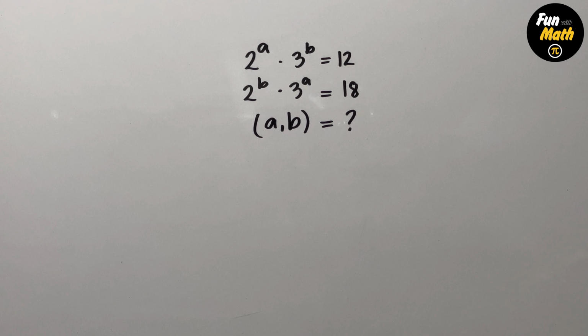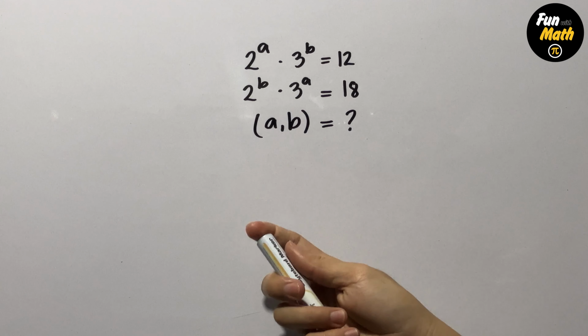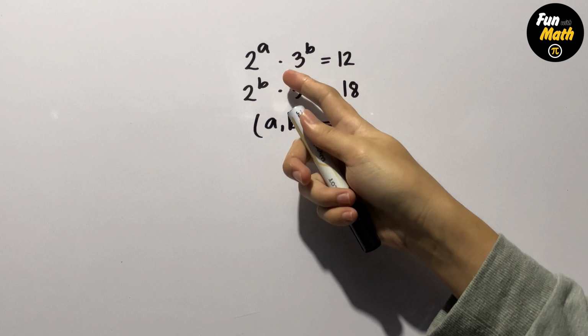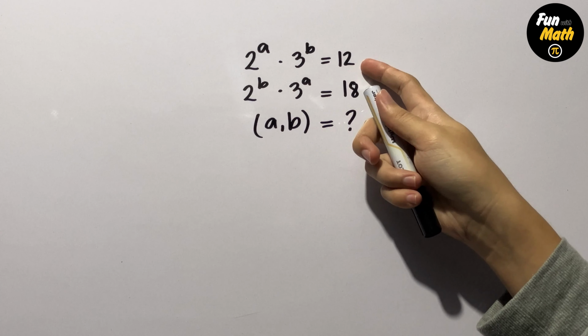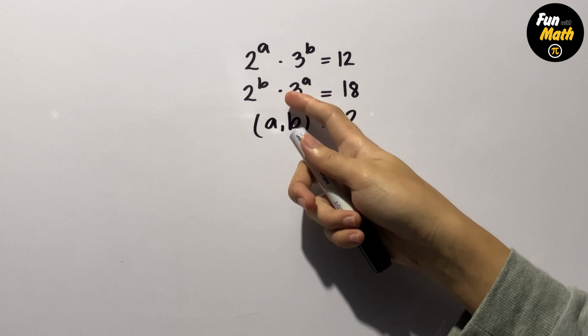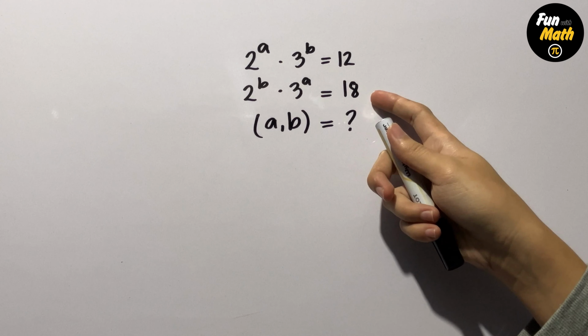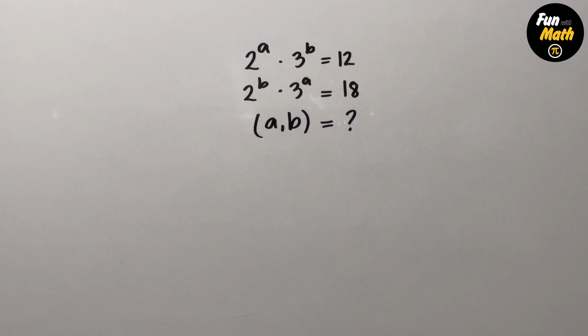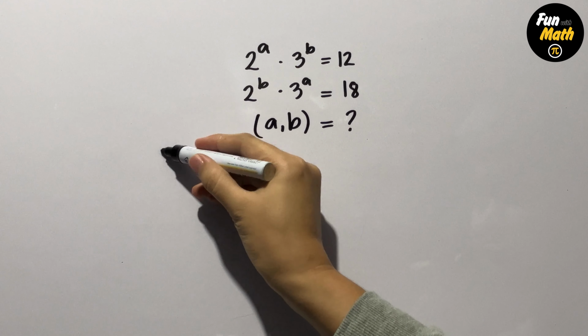In this video, we are going to solve this problem. 2 to the power of a times 3 to the power of b is equal to 12. 2 to the power of b times 3 to the power of a is equal to 18. Find a and b. So here's the solution.